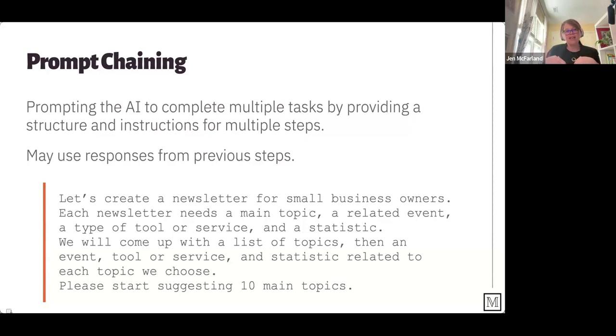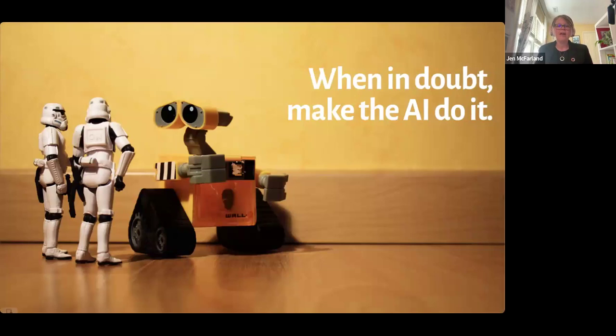So we're going to start here by generating these 10 topics, and then there's going to be a follow-up where I say, hey, I liked the idea for topic number 4. Let's continue and get the topic, the related event, the tool, and service for that. So if you're somebody who has to generate content, let's say for social media or for a newsletter, this is something that can really help you with idea generation, and then also finding the resources that you need to put into the article or into the newsletter.